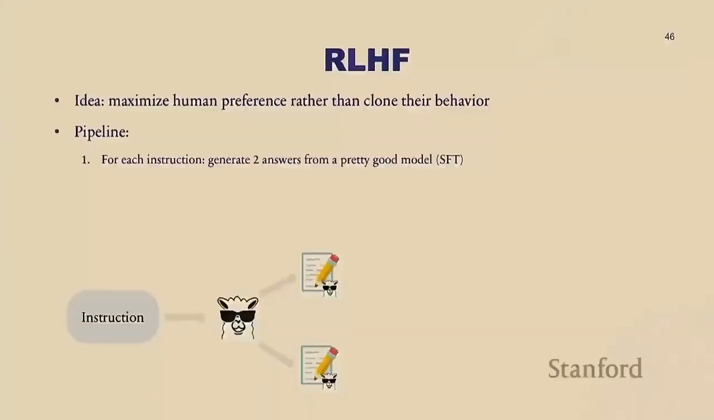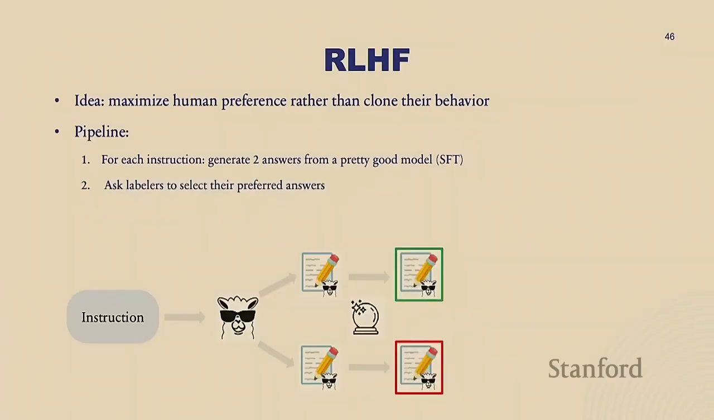And the way we're going to do that, so the pipeline, is that for every instruction, you're going to ask a model to generate 2 answers. And usually you use a pretty good model, so you usually don't use a raw LLM here, you use an already fine-tuned LLM to give pretty good answers.